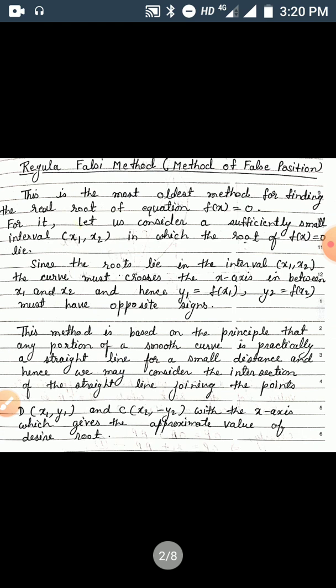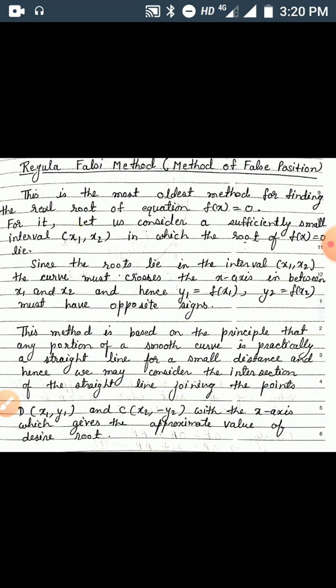So the regula falsi method is the oldest method for finding the real root of the equation f(x) = 0. For it, let us consider a sufficiently small interval x1 and x2 in which the root of f(x) = 0 lies. Since the root lies in the interval x1 x2, the curve must cross the x-axis between x1 and x2, and hence y1 = f(x1) and y2 = f(x2) must have opposite signs.